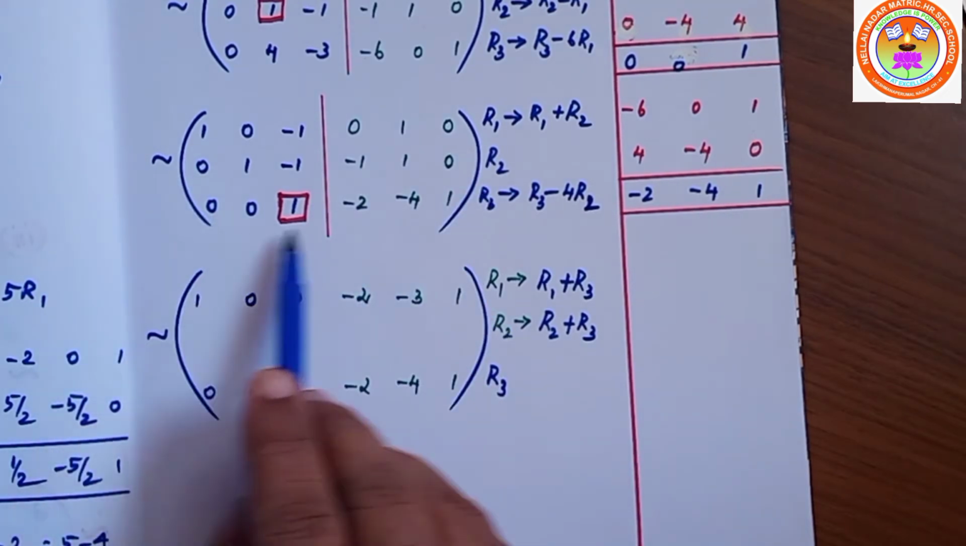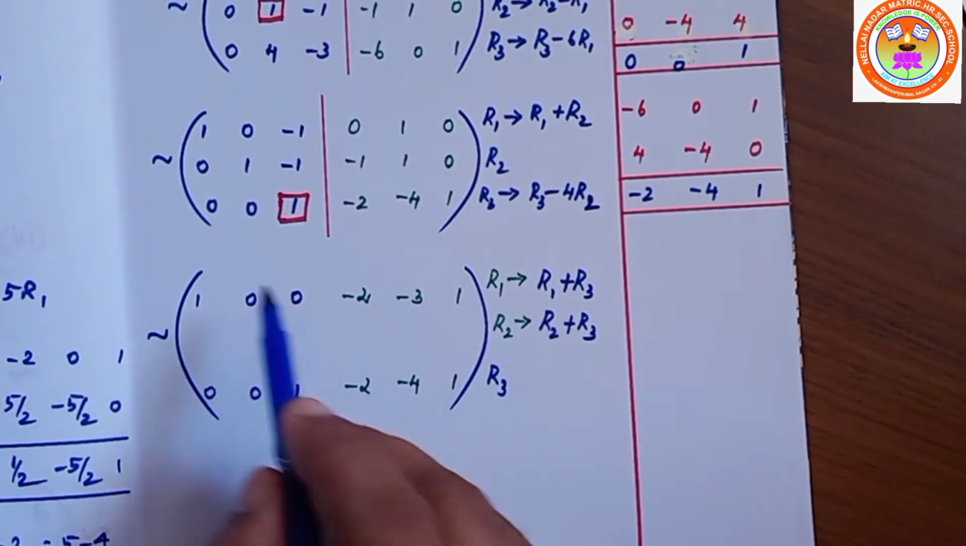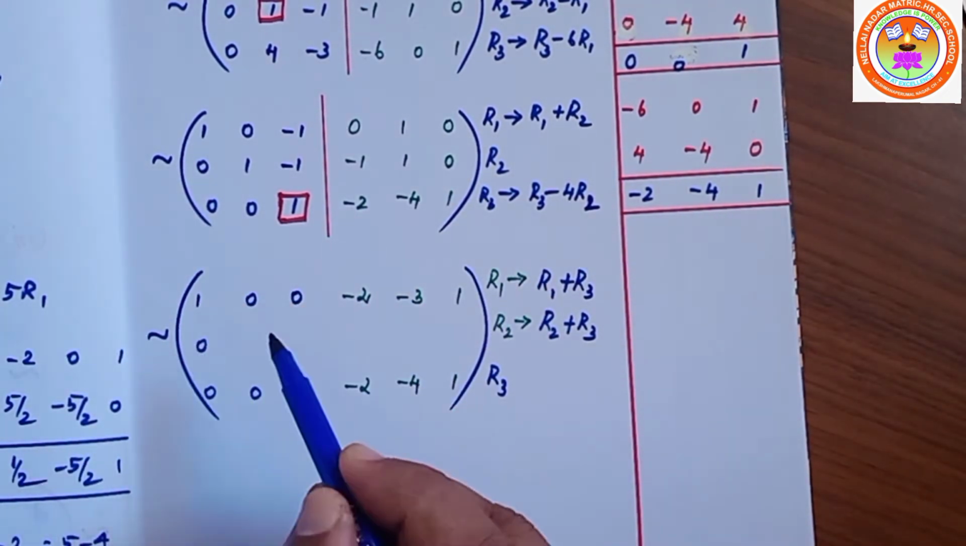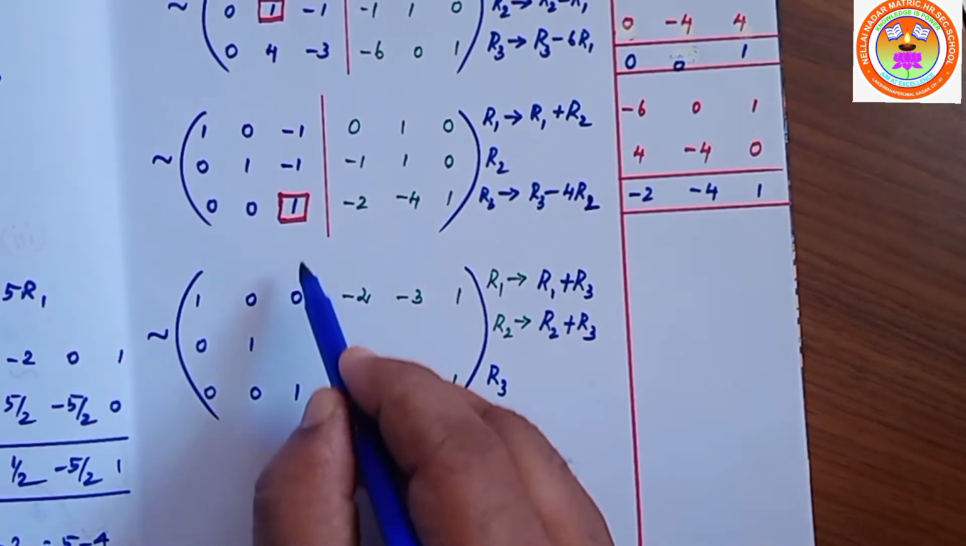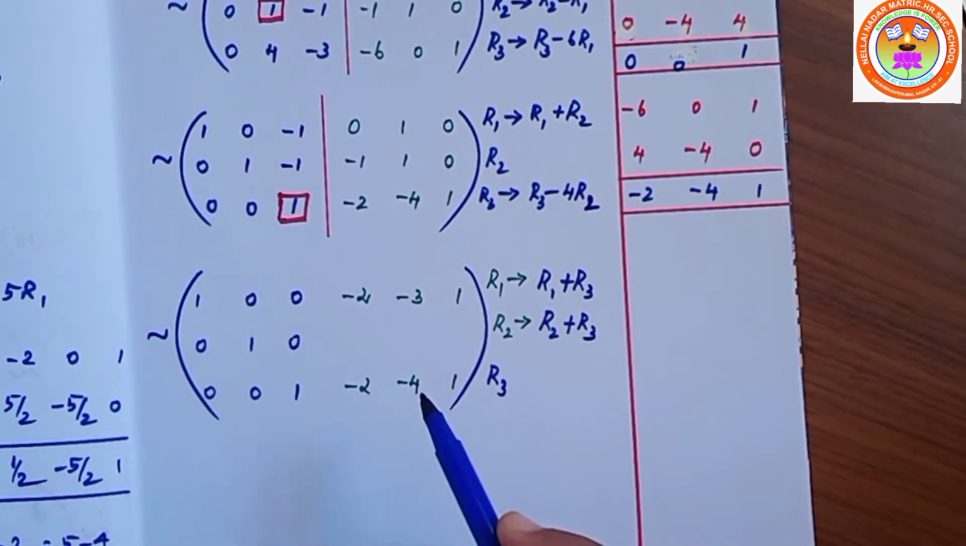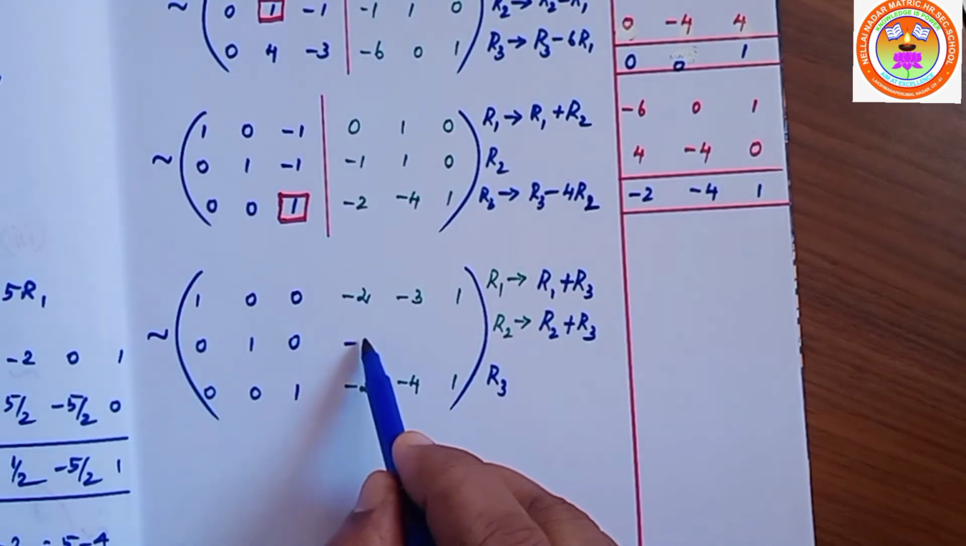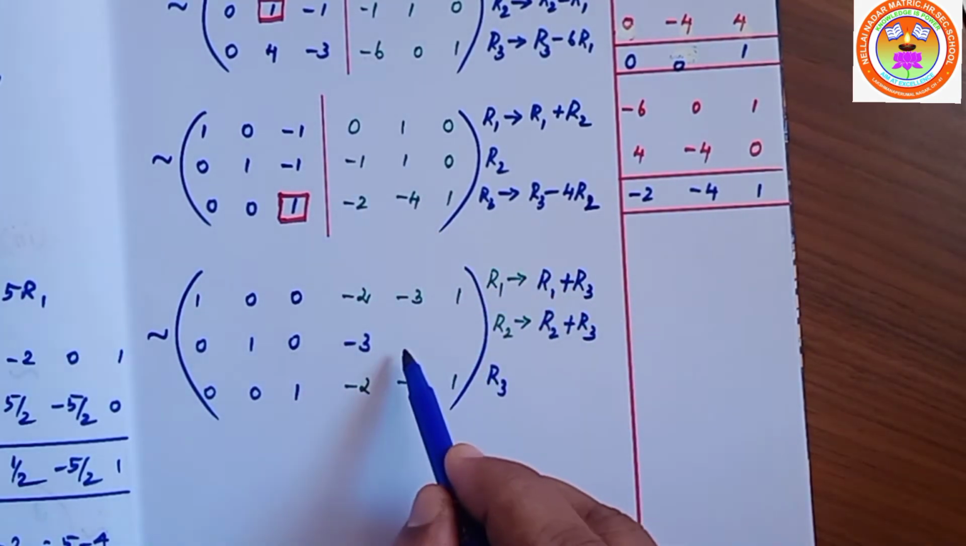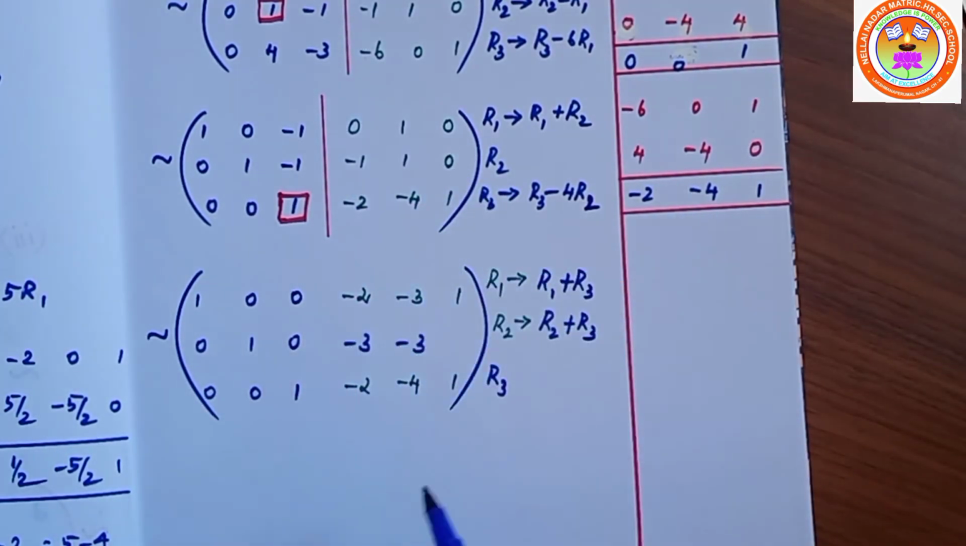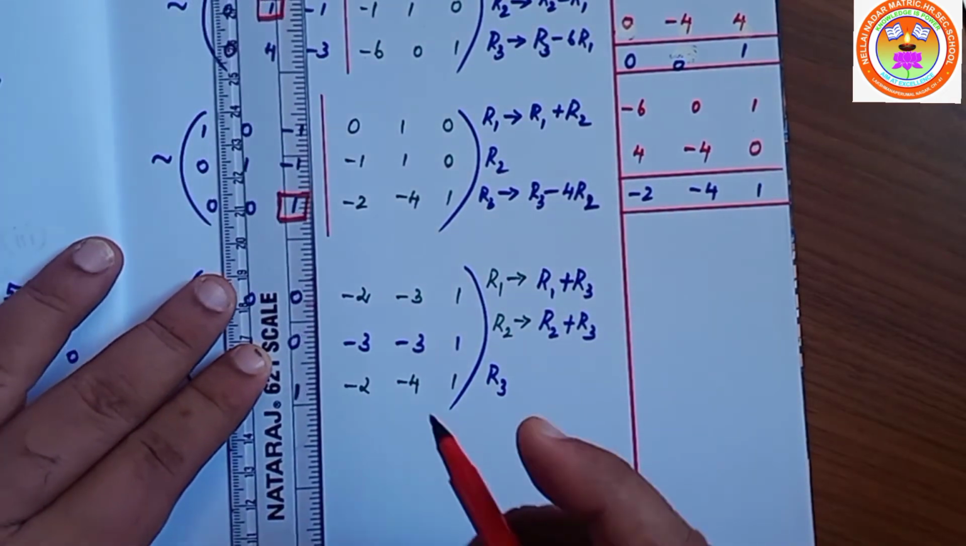Here R2, here R3, direct addition. Once again direct addition. 0 plus 0, 0. 1 plus 0, 1. Minus 1 plus 1, 0. Minus 1 minus 2, minus 3. 1 minus 4, minus 3. That is 0 plus 1 is 1. Okay. Now at the center, draw a line.